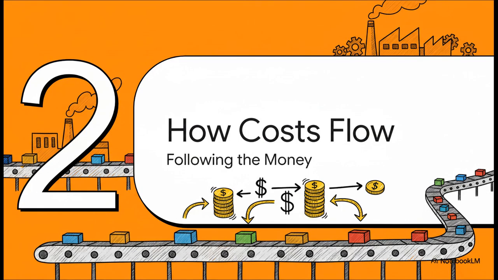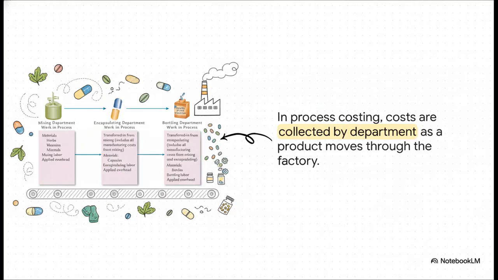So how does this actually work in the real world? Well, to really understand it, we need to do a little forensic accounting. We need to follow the money as a product physically makes its way through the factory. And this diagram of our vitamin factory is perfect. You'll notice it's broken down into departments. You've got mixing, then encapsulating, and finally, bottling. Here's the key. In process costing, we don't track the cost of each individual pill. Instead, we track the total costs that get piled up in each of these departments over a specific time, like a month.